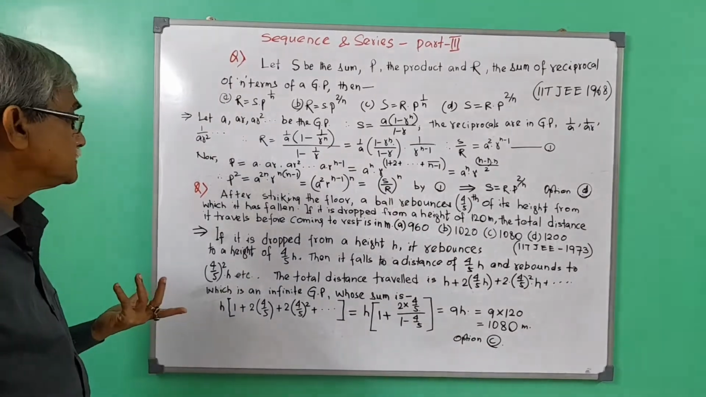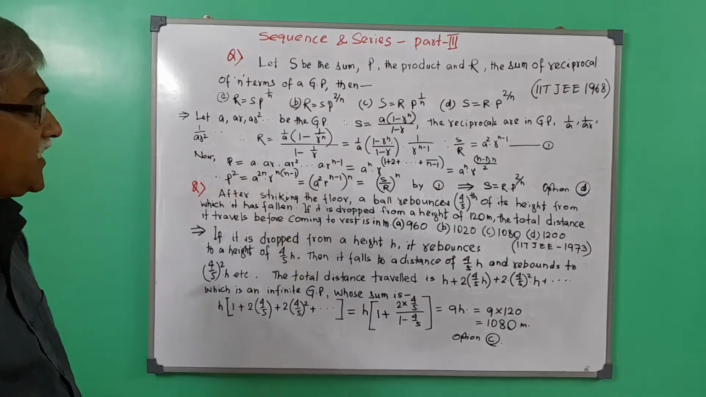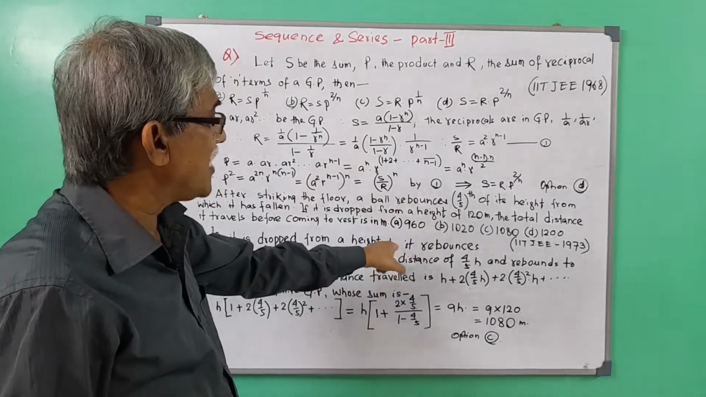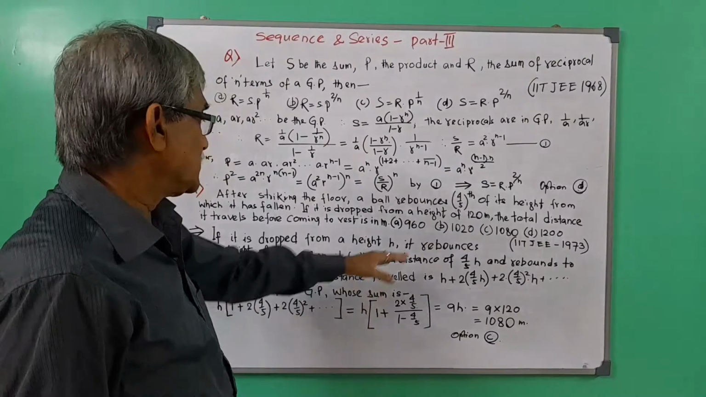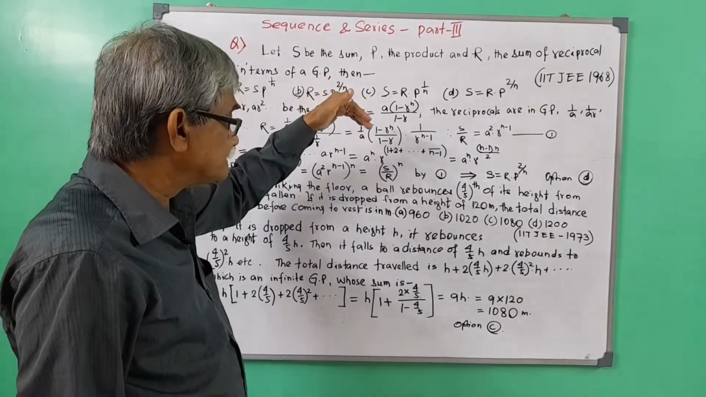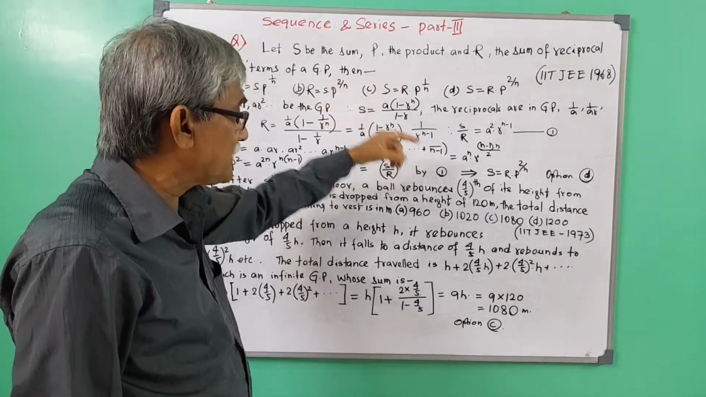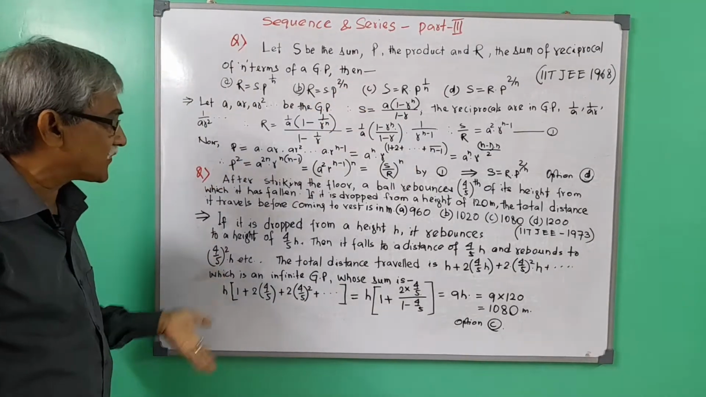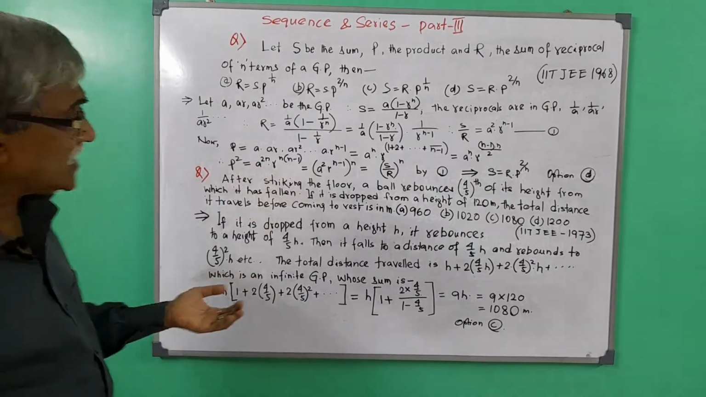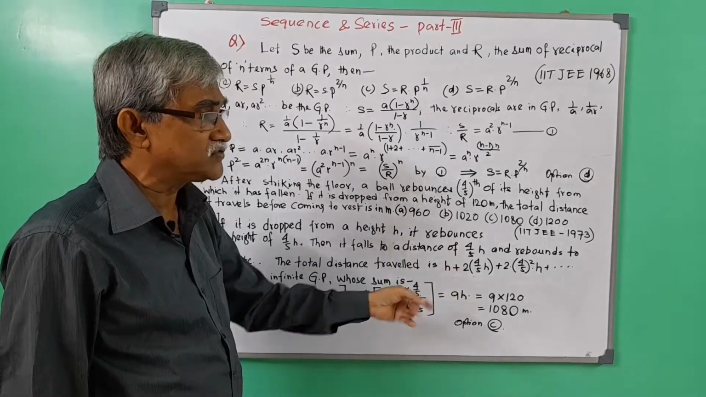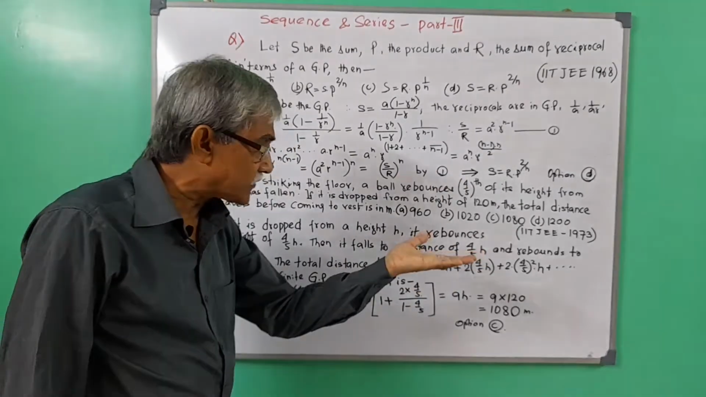Now let us do it. So if it falls from a height of h, say, though it is given 120 meter, later placing the value of h as 120 meter. It rebounds to a height of 4/5 h. Then it falls a distance of 4/5 h and rebounds to 4/5 whole square into h, etc., this way. Therefore, the total distance traveled is equal to h plus 4/5 h into 2 times, because it has fallen and come back.